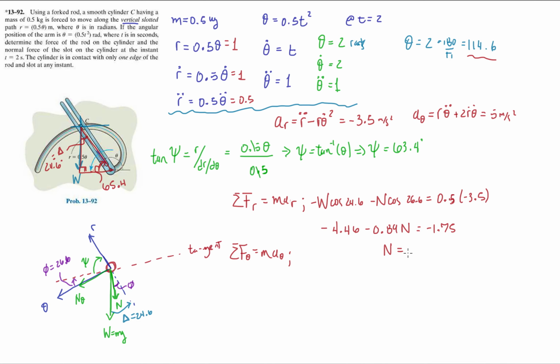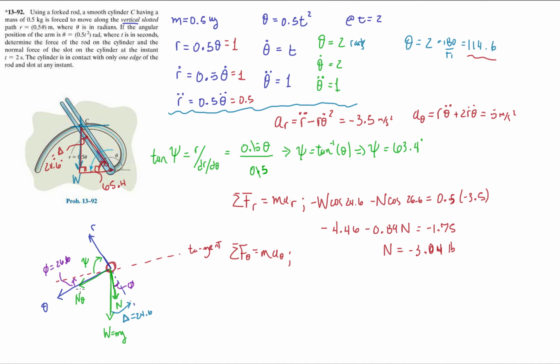4.46, 3.04, minus 3.04 pounds. Okay. All right, and that is the normal that is acting on the cylinder, right? So cylinder C, all right.